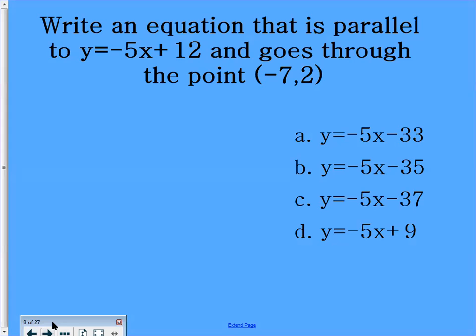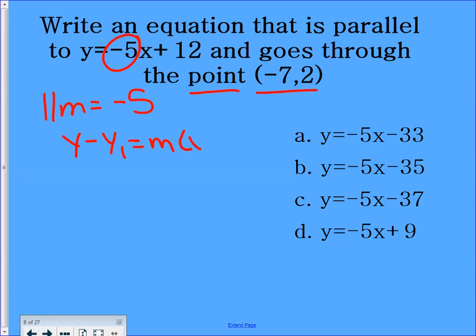Okay, let's see if you guys got that right. My equation is y equals negative 5x plus 12. My slope is negative 5. Wants to go through the point, negative 7, 2. So y minus y1 equals m, x minus x1. My slope is negative 5. My coordinate is x1, y1. I put positive 7 here. I put negative 2 here. Y minus 2 equals negative 5, x plus 7.